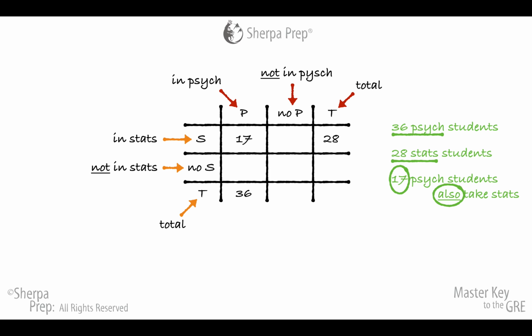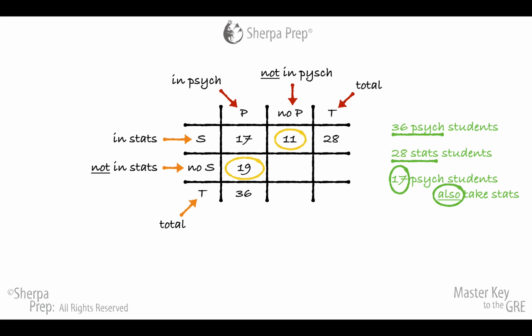Now, once you've plugged in the information, you have to remember the rows and the columns will add to their totals. For example, 17 plus something is 28, so we can put an 11 right here. And likewise, 17 plus something adds to 36, so we can put a 19 right here. Now, let's think about what that 11 and that 19 represent. The 11 represents the students who are in stats but not psych. In other words, they're only in stats. And what about that 19? That represents the students who are in psychology but not stats. In other words, they're only in psychology.